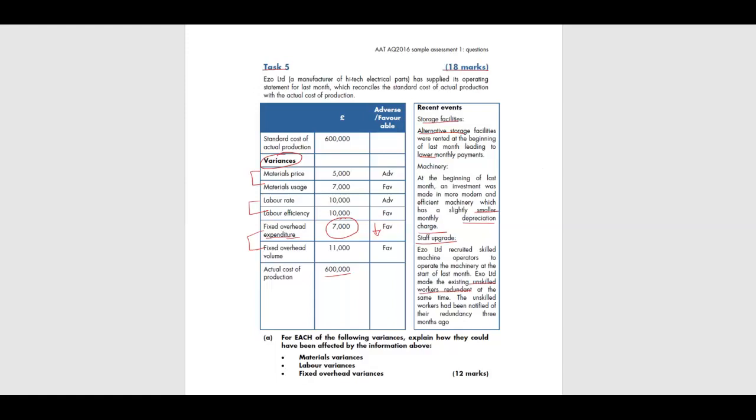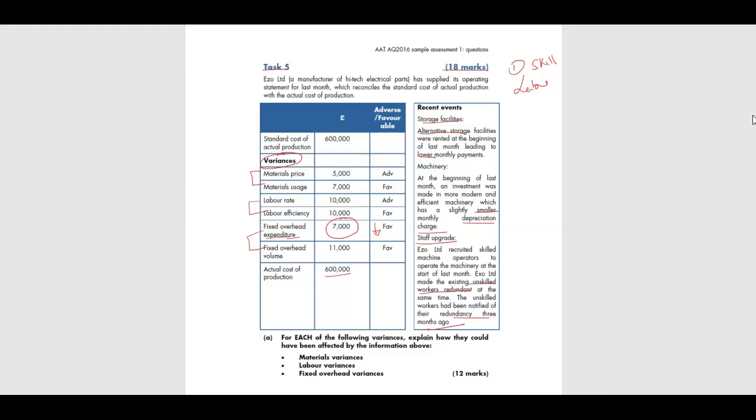The unskilled workers had been notified of the redundancy 3 months ago. So you give them notice that you will be redundant after 3 months. We understand the company recruits some new skilled employees. On the other hand, the unskilled employees will be redundant. So skilled labor will be very good for the company. On the other hand, when unskilled labor leave the company, of course there will be some cost at the beginning when you make them redundant. But that will be good for the company in the long term.